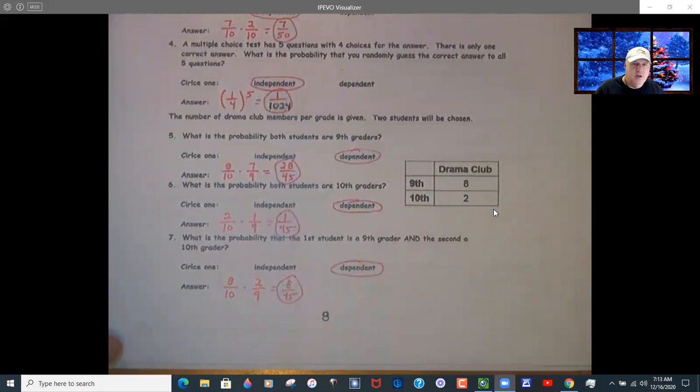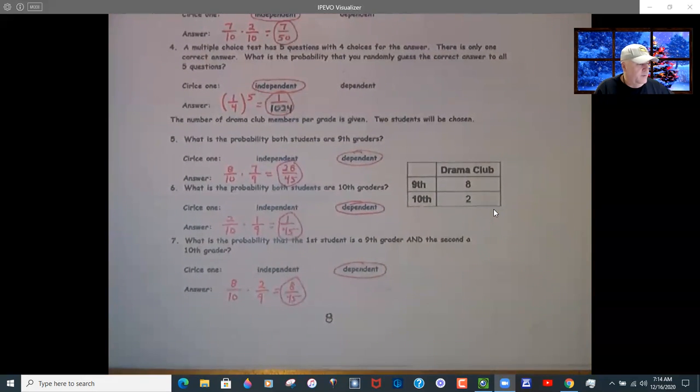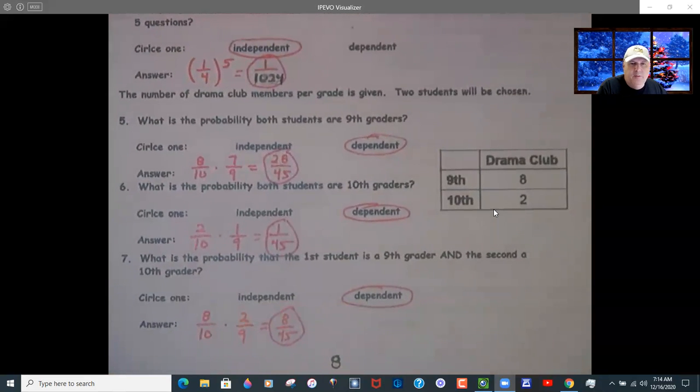Okay, so you have this chart. So I'm coming down to this chart because the SAT just loves chart problems. Let me zoom in and do this a little bit. So what's the probability that both students are ninth graders? So 8 out of 10, the first one's drawn, you keep that out, times 7 out of 9. So because you've already drawn a ninth grader, then you only have 7 choices out of 9 for the next one. Dependent events, all the way down.